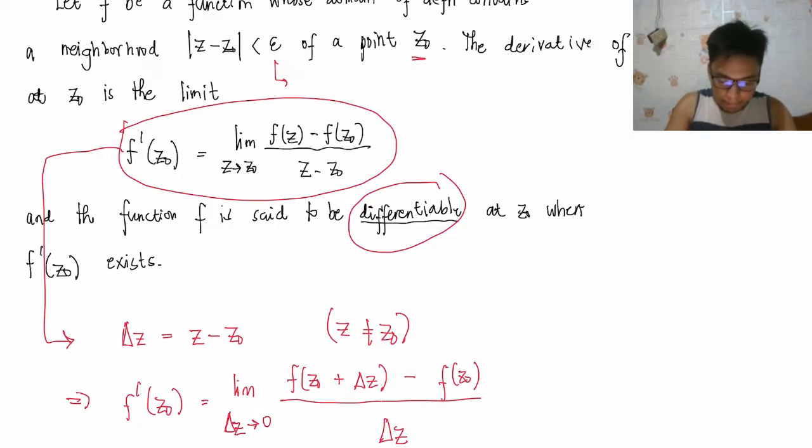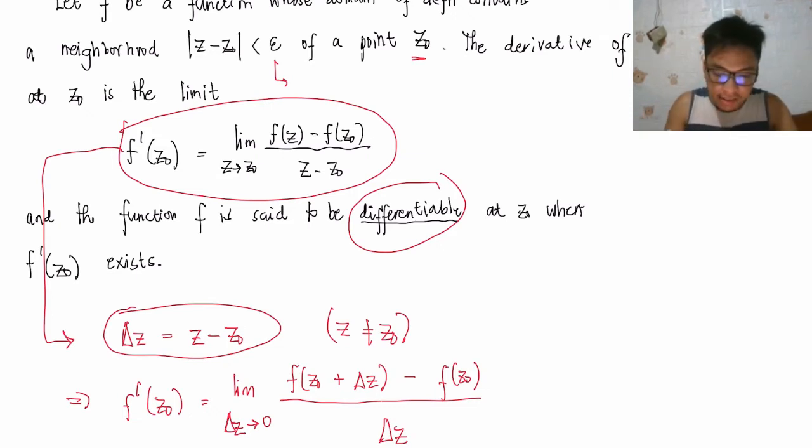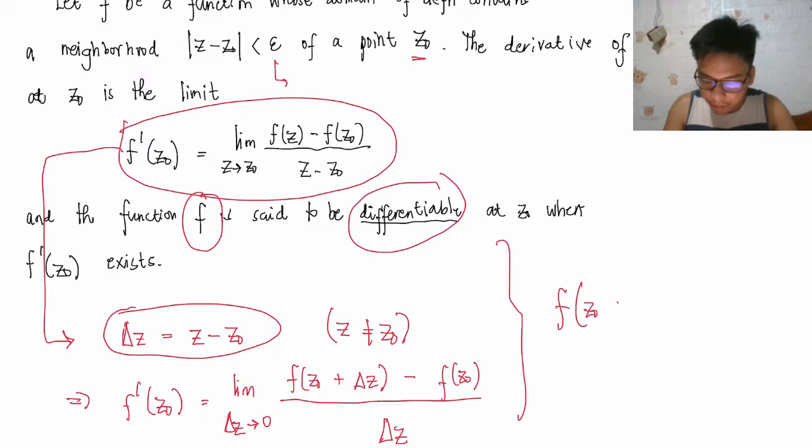So we relate this to this new form here. And always note that since our f is defined throughout the neighborhood of z sub 0, the number f of z sub 0 plus delta z is always defined for the modulus of delta z that is sufficiently small.